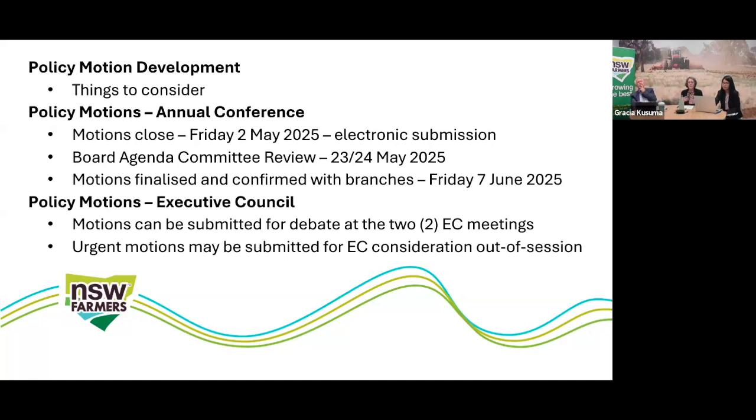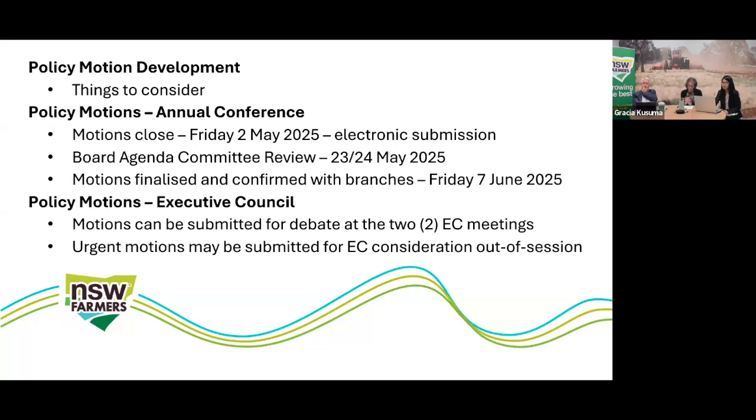There will be feedback through the policy team to the branches regarding the outcome of the Board Agenda Committee review, and all of those motions will be finalised by 7th of June 2025. We encourage the branches to provide feedback and engage with our staff during this process so that we can ensure that we are actually meeting the intent and the expectation of the motions. I've just identified 2 dates, and on the screen there are 3 dates. I'm not expecting you to remember those dates from here.